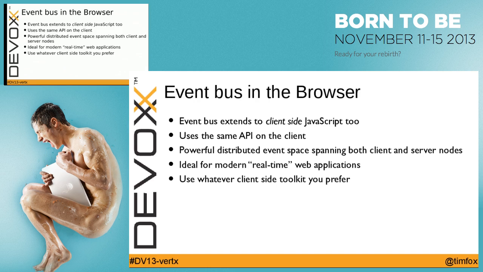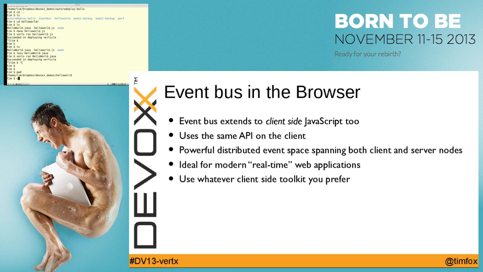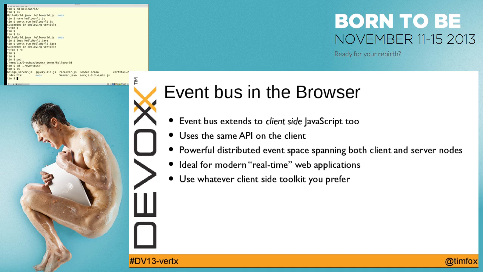So let's have a demo of the event bus. Let's move into a different directory. Right, so I've got some more verticles here. I've got a verticle there called receiver.js. So let's have a quick look at that.